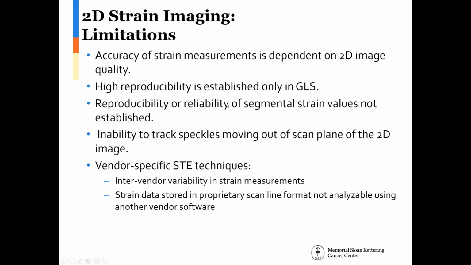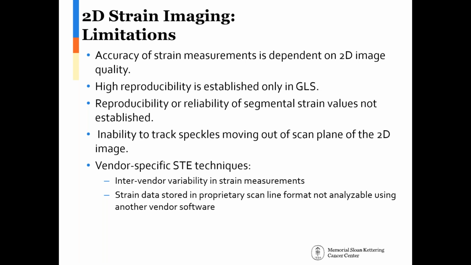There are limitations to 2D strain imaging in its current form. The accuracy of strain measurements is dependent on 2D image quality. The high reproducibility is established only in global longitudinal strain. The reproducibility or reliability of segmental strain values has not been established. And 2D strain is unable to track speckles moving out of the scan plane of the 2D image.